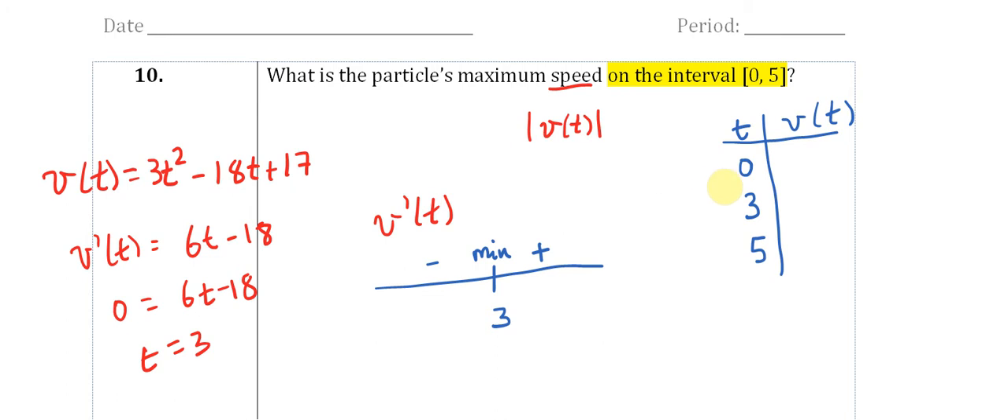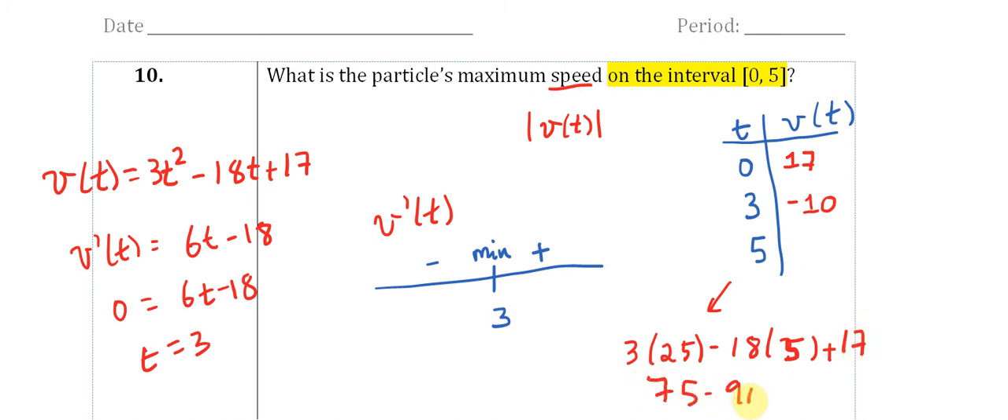So when t is equal to 0, v of t would be equal to 17. When t is equal to 3, we, I think, did this earlier already. This is going to be negative 10. And when t is equal to 5, I haven't done this yet, so let's work out this. 3 times 25 minus 18 times 5 plus 17. So 75 minus 90 plus 17, that's negative 15 plus 17, so that's equal to 2.